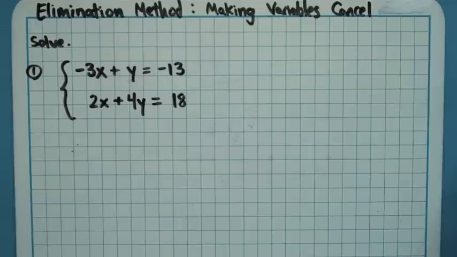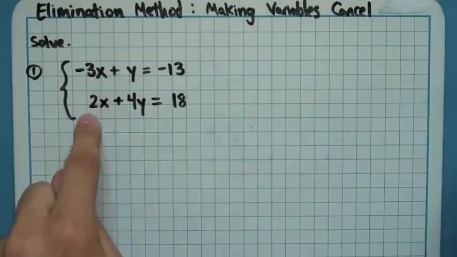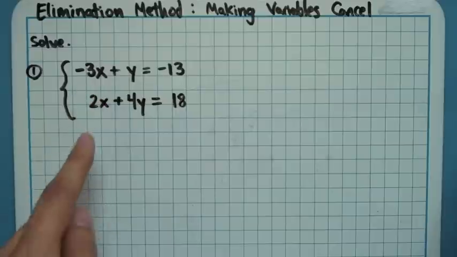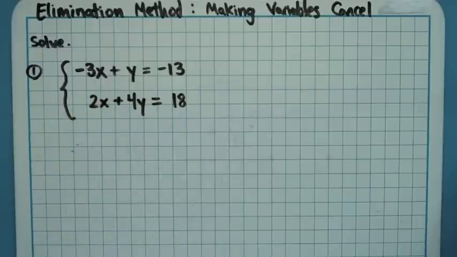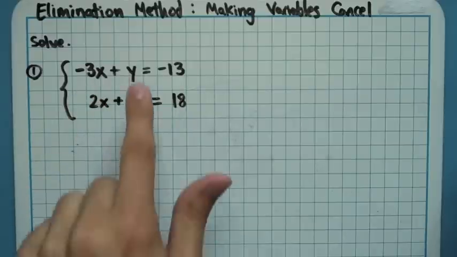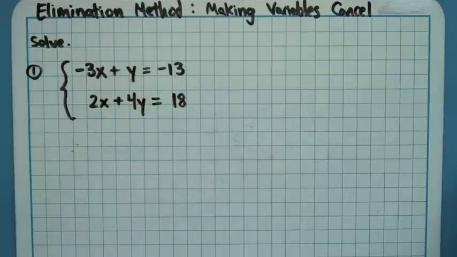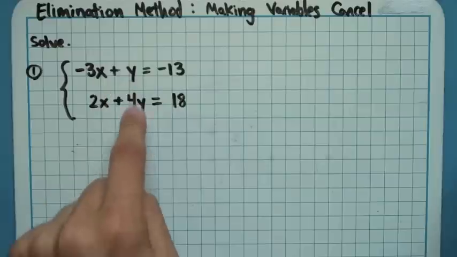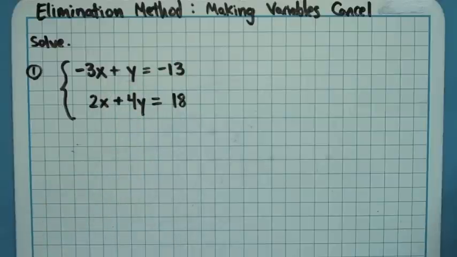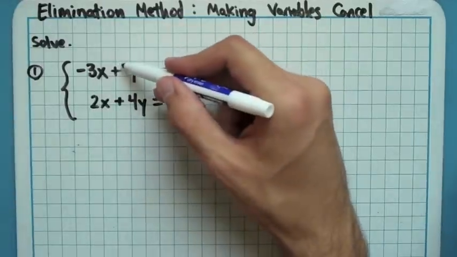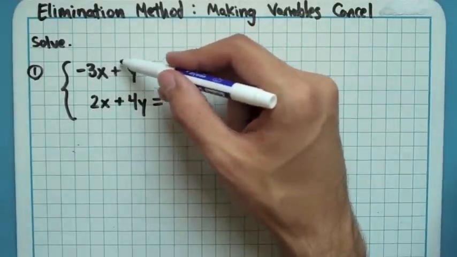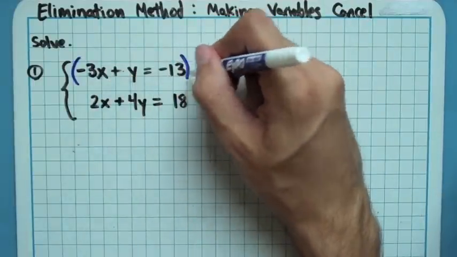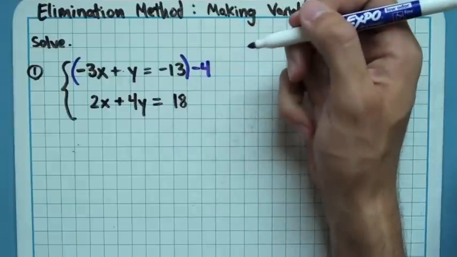If you look at the x's right here, they're kind of close to each other, but if you add those, they're not factors of each other. It's not going to work out super nicely. But the y's, on the other hand, are fairly close to canceling out, in the sense that if this was a negative 4y right here, and we added those two together, they would go away. Well, if I want there to be a negative 4y right here, I can't just slap down a negative 4 on there. But what I can do is multiply my entire equation by a negative 4.